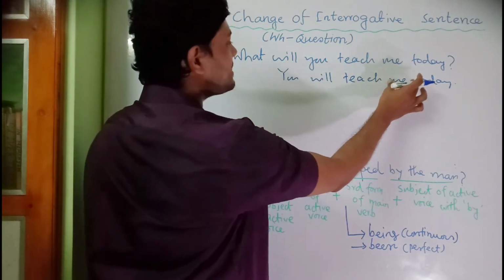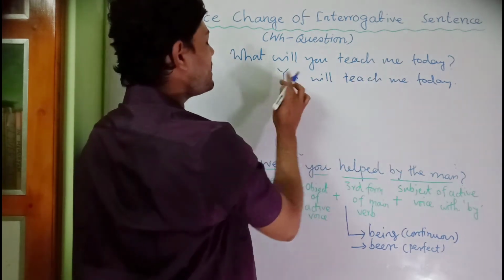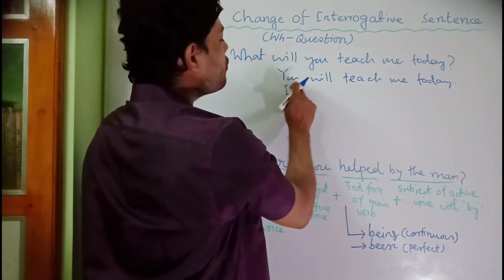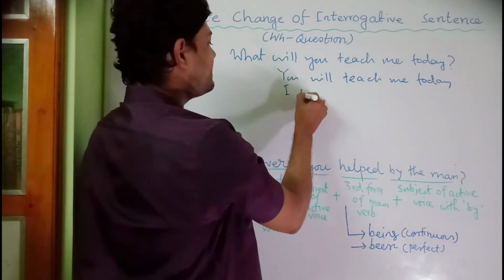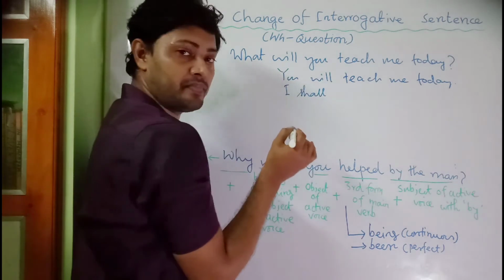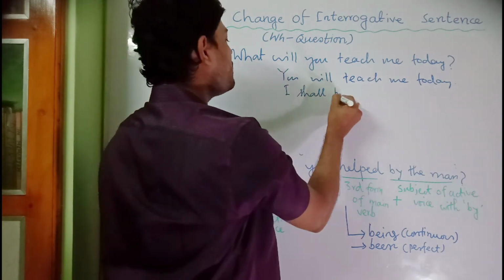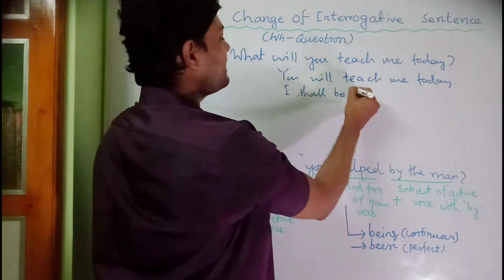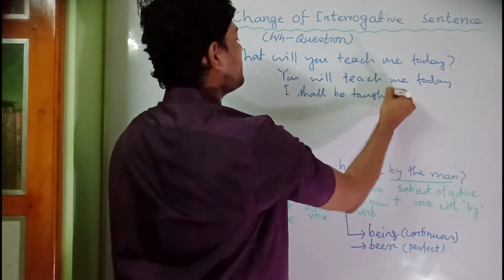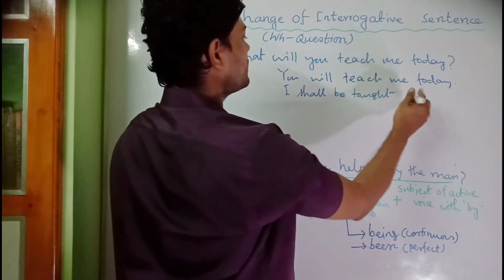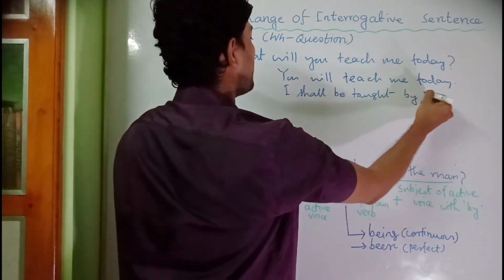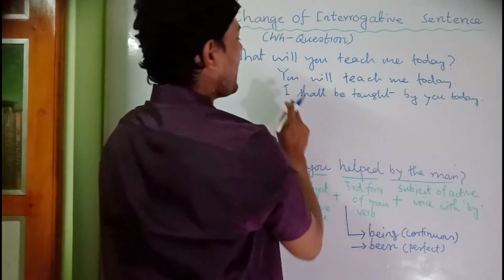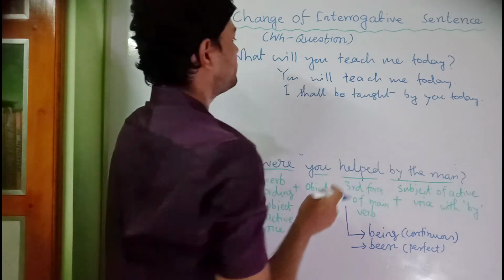So in the passive voice the object becomes subject, so me when becomes subject it will become I. Then you will, I shall, we have to change the modal verb here. Okay, after that we know be will come in the passive voice for modal verb, and then the third form of the main verb, I shall be taught by you today.